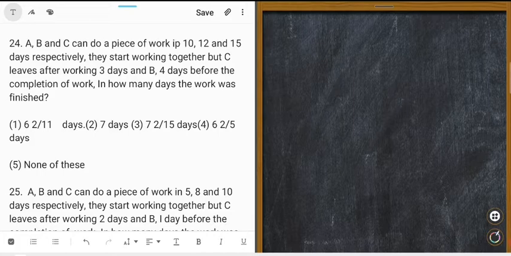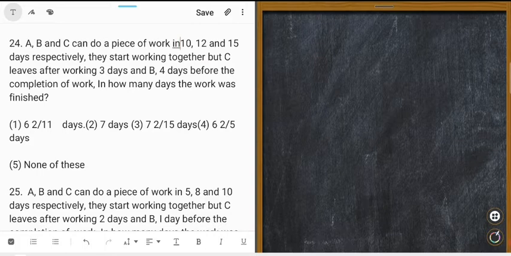A, B and C can do a piece of work in 10, 12, 15 days respectively. They start working together, but C leaves after working 3 days, and B 4 days before the completion of work. In how many days was the work finished?